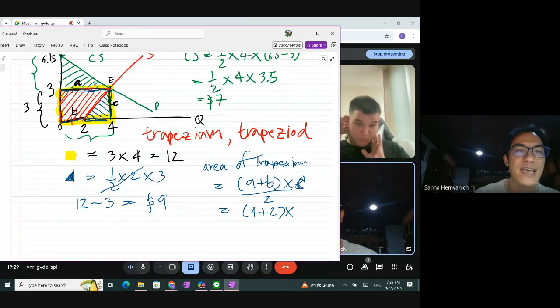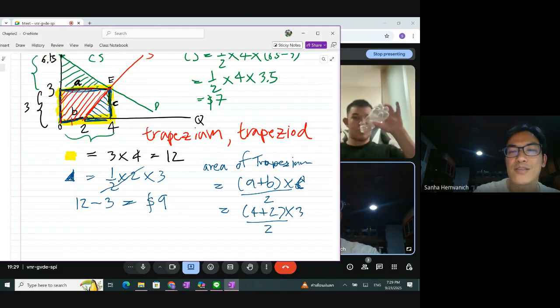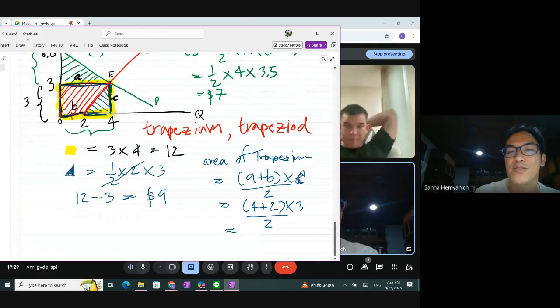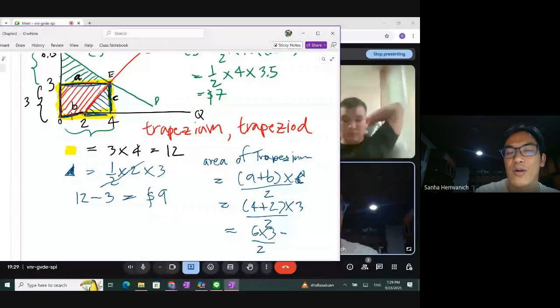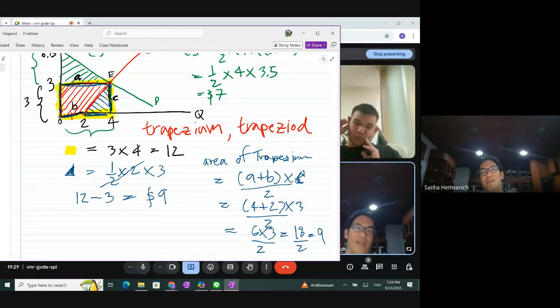Multiply C, which is here, but it's the same as here, so it's 0 to 3, so it's 3, divided by 2. So you have 4 plus 2 is 6, multiply 3 divided by 2. 6 multiplied by 3 is 18, divided by 2 is 9. So it's the same.